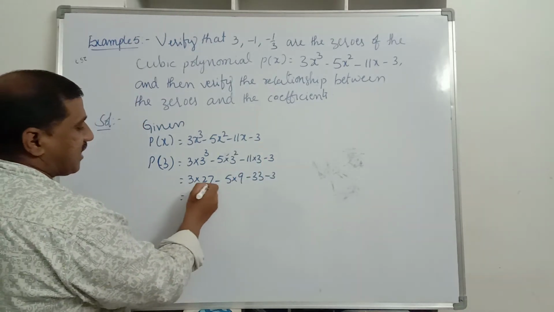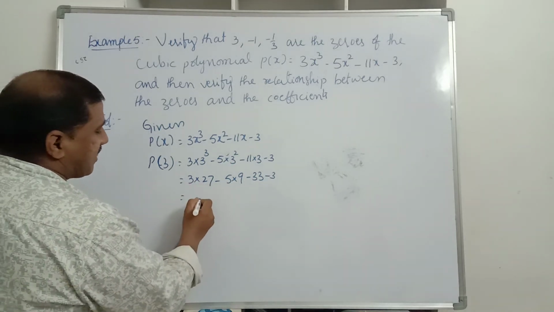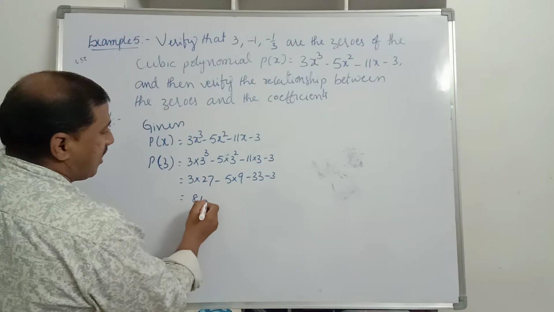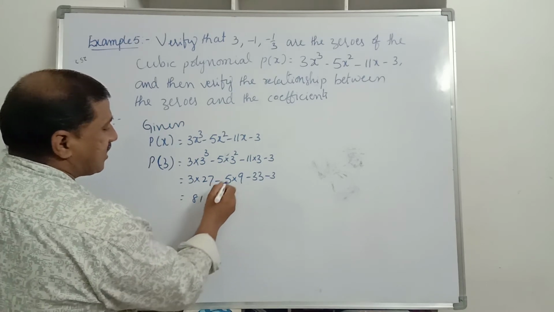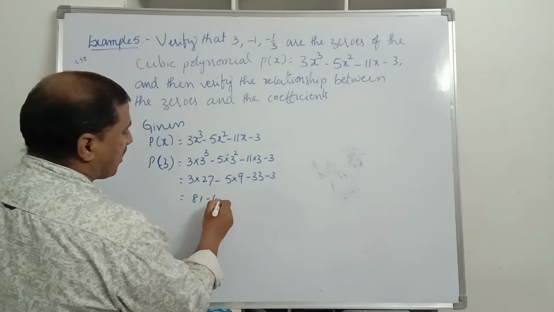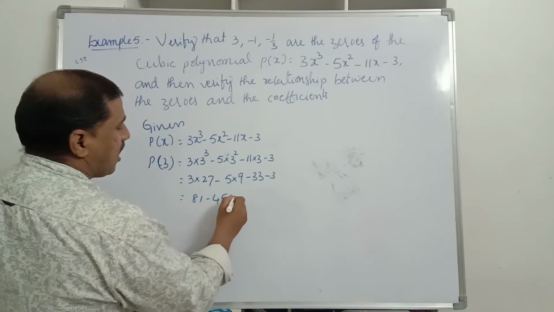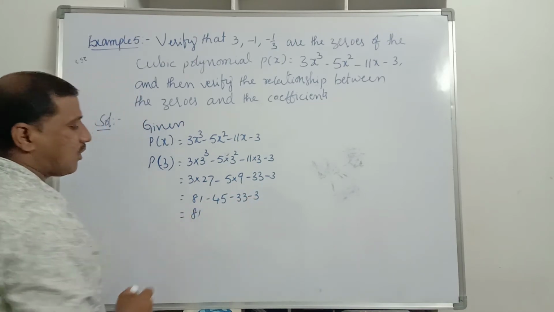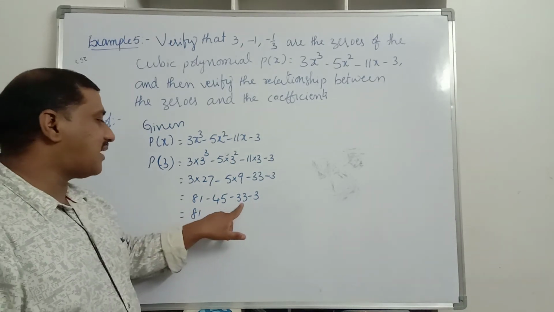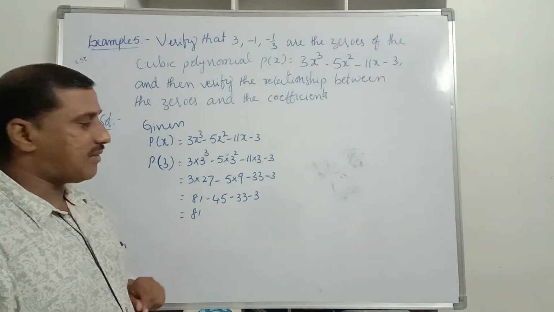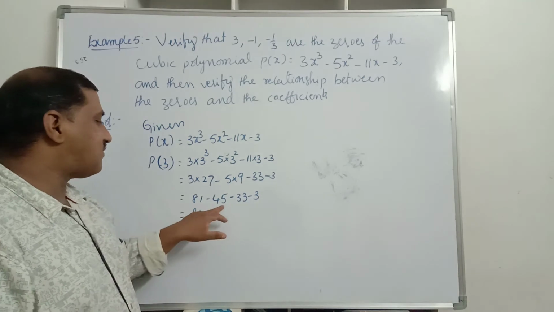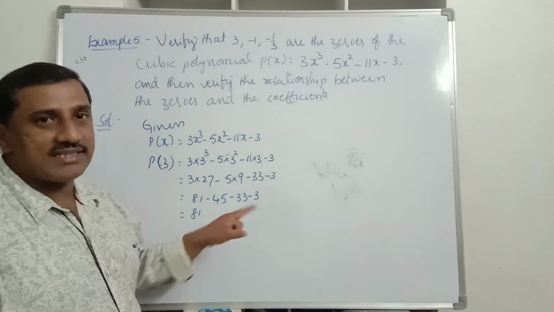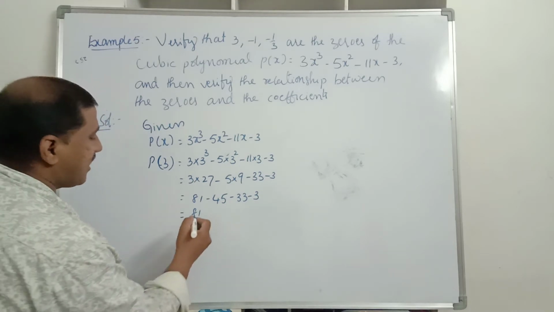Then multiply 3 into 27. 3 7s are 21, 3 2s are 6 plus 2 it is 8, 81. Minus into plus it is minus. 5 into 9, 5 9s are 45. Minus 33 and minus 3. Now add all negative numbers. Minus 45, minus 33 and minus 3 all are negative numbers. Add these numbers. Minus 45, minus 33 it is minus 78. Minus 78 minus 3 it is minus 81.